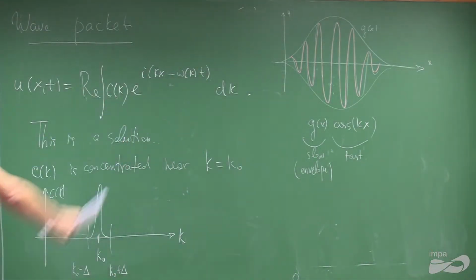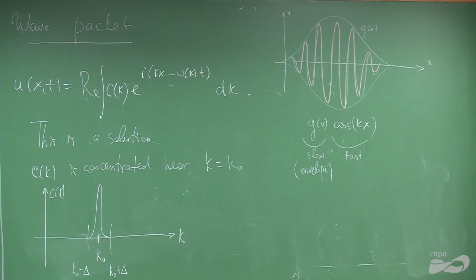By the way, this is what's called the Fourier integral, a generalization of the Fourier series that we had before. I'm not giving details of this theory here. Okay, so what do we do now?